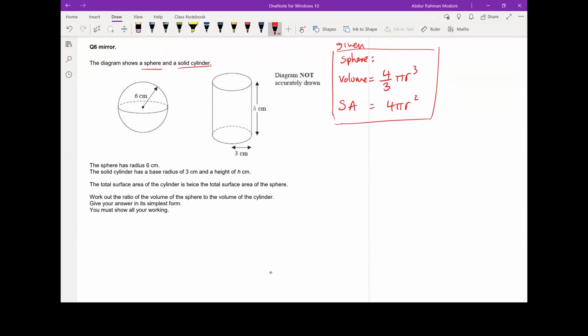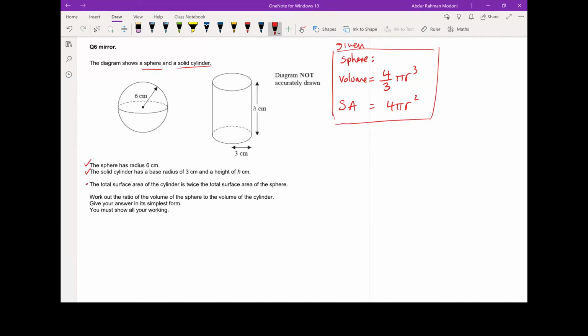The sphere has a radius of 6 centimeters. The solid cylinder has a base radius of 3 centimeters and a height of h. We can see this on the diagram, both of these lines, so I'm going to tick them off because my diagrams are more useful. As I've shown earlier, I always use diagrams.